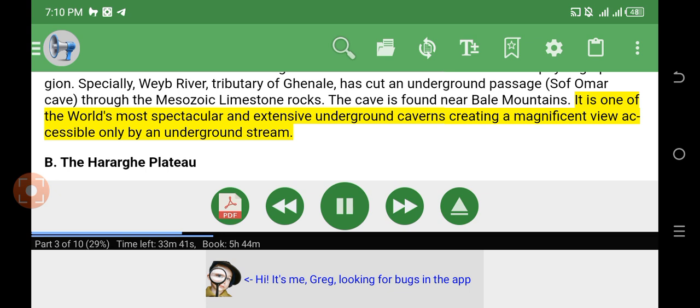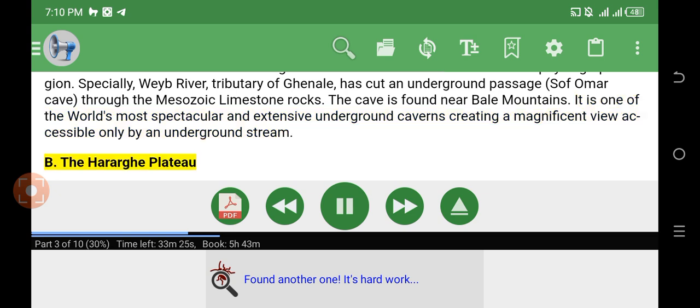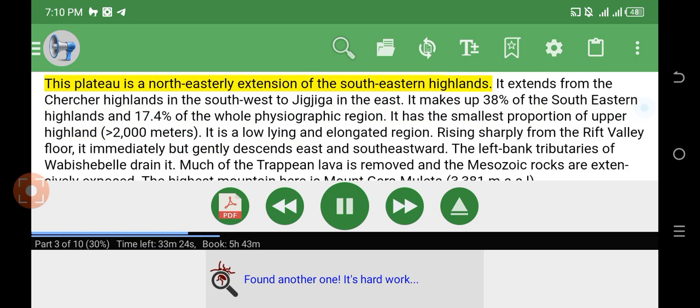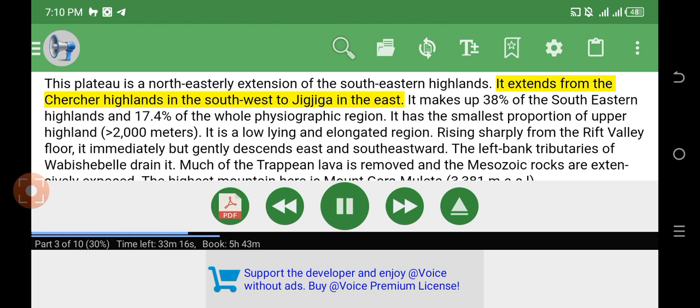B. The Herard Plateau. This plateau is a northeasterly extension of the southeastern highlands. It extends from the Cherche Highlands in the southwest to Jigjiga in the east. It makes up 38% of the southeastern highlands and 17.4% of the whole physiographic region. It has the smallest proportion of upper highland, greater than 2,000 meters. It is a low-lying and elongated region.